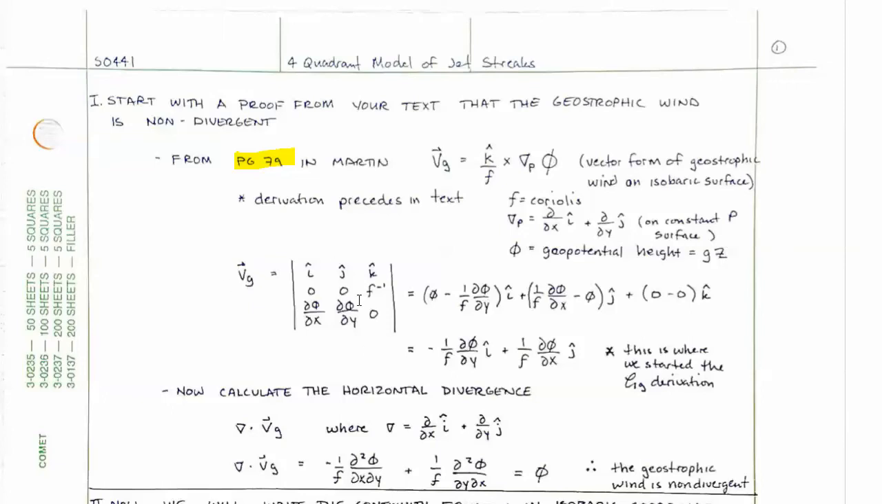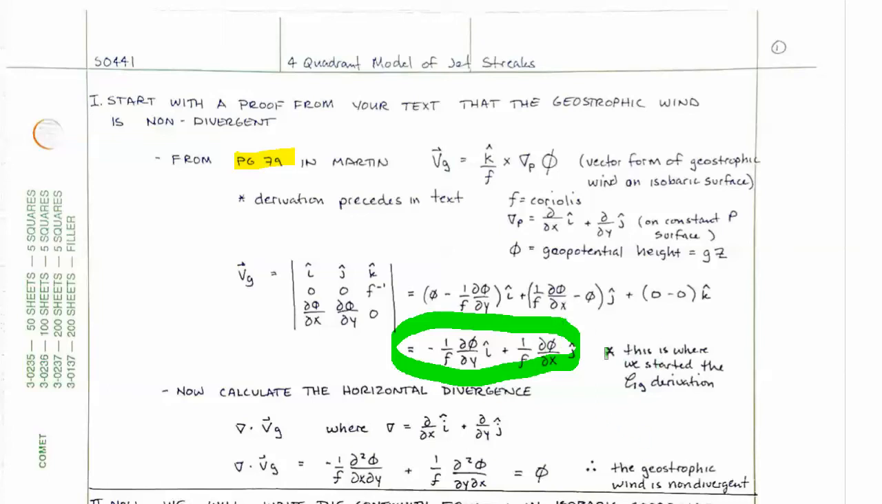So let's actually do the math here. We do the cross product, and what do we end up with? Well, we have negative 1 over f d phi dy in the i-hat direction, and 1 over f d phi dx in the j-hat direction. And that's what this is right down here. I'm not sure if you're seeing my cursor, so I'm going to circle it with a green highlighter. So this is what you end up with right here.